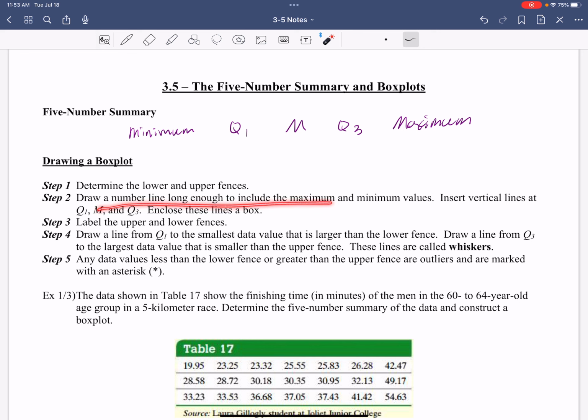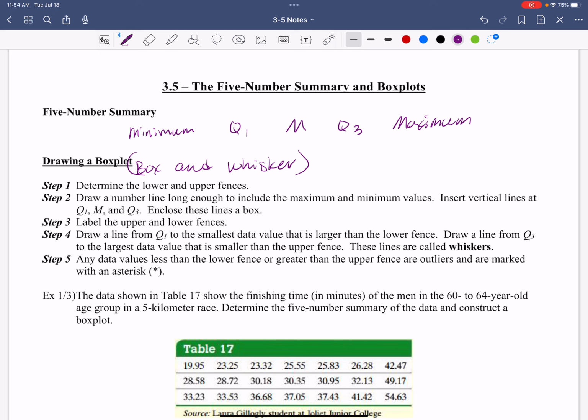So that's my number line, just to make sure that I have my setup, and we're going to have values there. Label the upper and lower fences. Draw a line from quartile 1 to the smallest value that's still within the fence, and from quartile 3 to the largest value that's still within the fence. Those are called whiskers. Sometimes these are called box and whisker plots. If you've ever heard of a box and whisker, that's what this is. It's a box plot, the same thing.